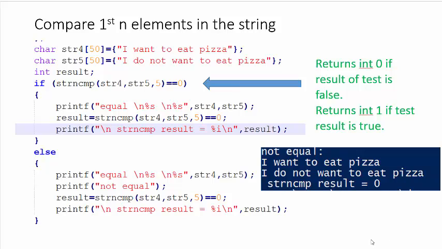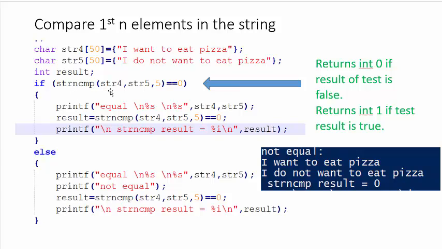I have this piece of code right here, and I want to do the string comparison. So I have a phrase, string 4, which contains I want to eat pizza. String 5 says I do not want to eat pizza. And then I declare an integer called result. And I do a comparison.